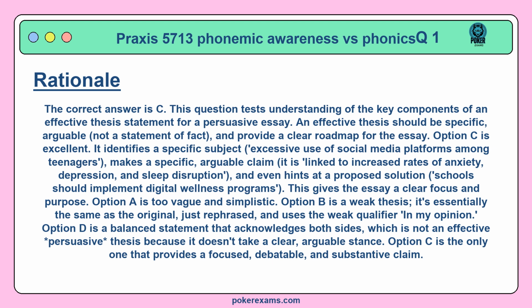Option A is too vague and simplistic. Option B is a weak thesis. It's essentially the same as the original, just rephrased, and uses the weak qualifier in my opinion. Option D is a balanced statement that acknowledges both sides, which is not an effective persuasive thesis because it doesn't take a clear, arguable stance. Option C is the only one that provides a focused, debatable, and substantive claim.